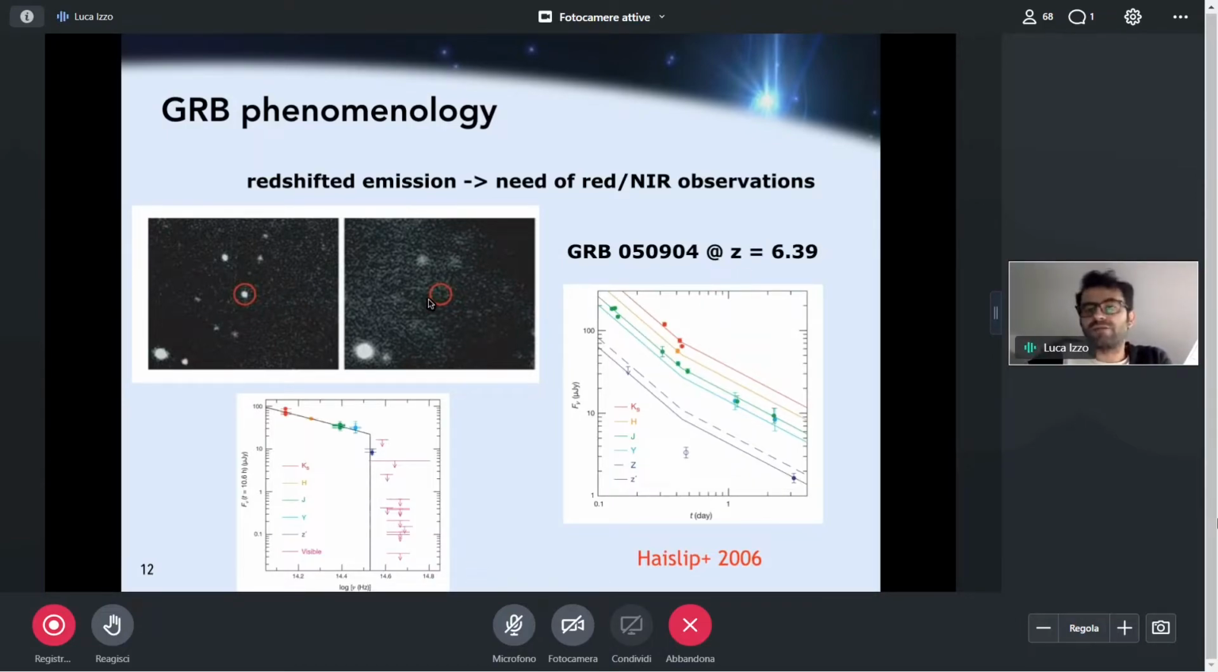In this case, the first GRB for which the redshift was determined photometrically, GRB 050904, is shown here on the left. Unfortunately, I didn't put the label, but the left image was obtained in the J band, while this image, where there is no detection of the GRB, was obtained in the Z band. This suggests that we have the break of the Lyman alpha between these two bands, corresponding to a redshift of the position of the Lyman alpha of 6.4.